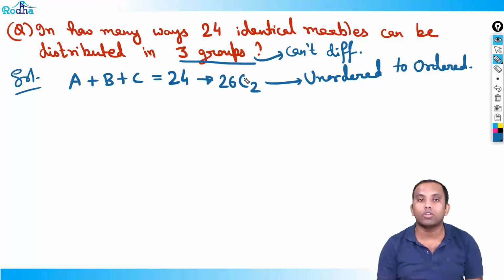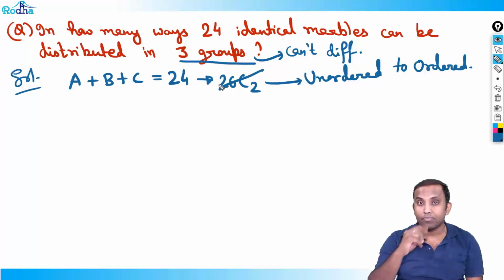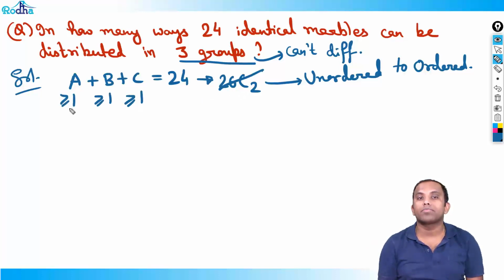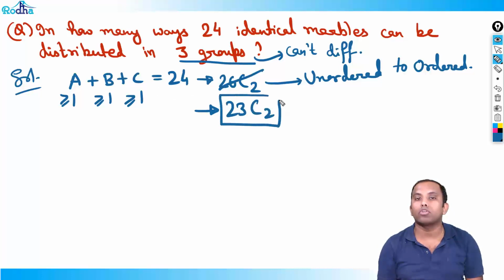You should put a cross also, writing so that you know that writing it is wrong. You don't make this kind of mistake in examination. So 26C2 is wrong. Why wrong? Because a group will have at minimum 1 person. So how many solutions? 24 minus 3, 21 plus 2, 23C2. So 23C2 is the total number of solutions, right?